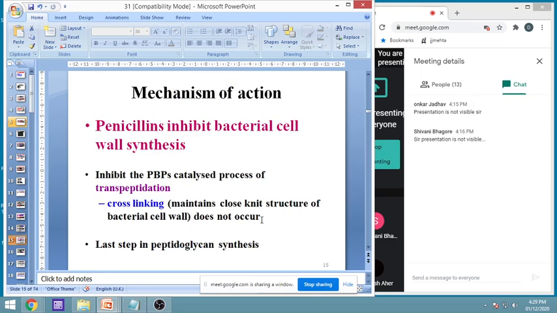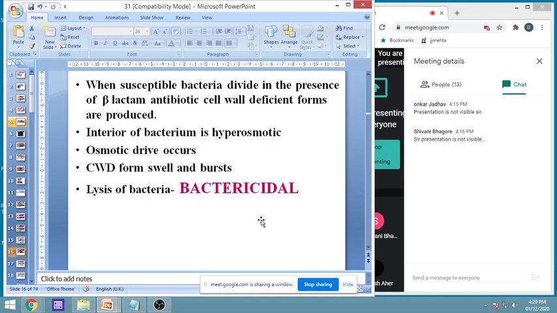Now what penicillins are doing is they inhibit bacterial cell wall synthesis. How do they inhibit? They inhibit the penicillin binding proteins which catalyze the process of transpeptidation, and because of that, instead of normal substrates, they get inserted into this cross-linking. The close-knit structure of the bacterial cell wall is not maintained, and this last step in peptidoglycan synthesis is affected by penicillins.